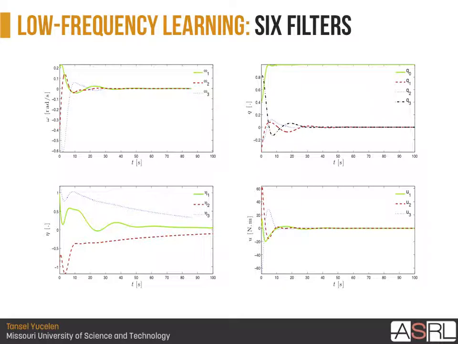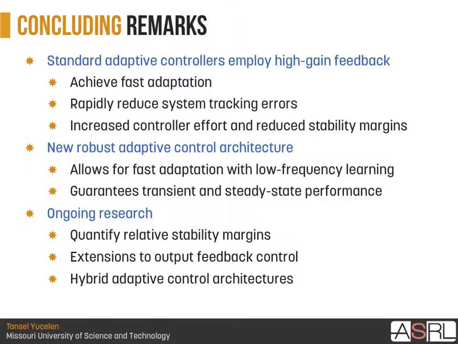Basically, once you increase the number of filters, you achieve robustness with respect to those unmodeled dynamics, such that your adaptation with high gain does not excite those unmodeled dynamics, because the slope of your filter becomes more and more steep. You achieve very nice stabilization when you use six filters, and you achieve better robustness against high-frequency dynamical system content.